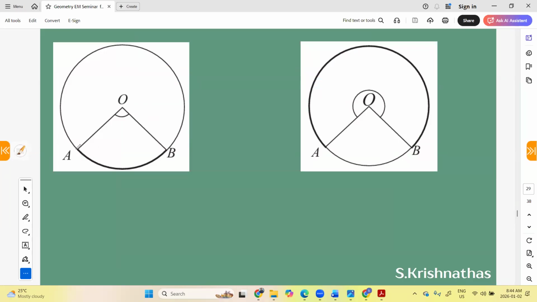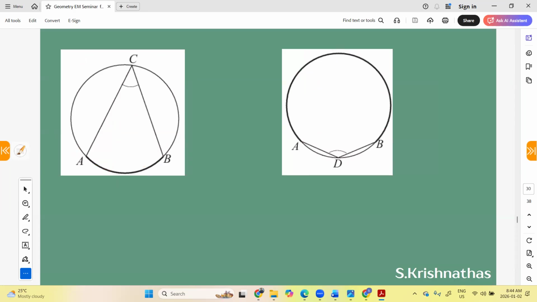Yes, student. What is this AB? The minor arc AB subtends angle theta at the center. This one, the major arc AB, subtends angle theta at the center. One more time: the minor arc AB subtends an angle at the center, and the major arc AB subtends an angle at the center. Can you identify these two diagrams? Right, now the theorem.